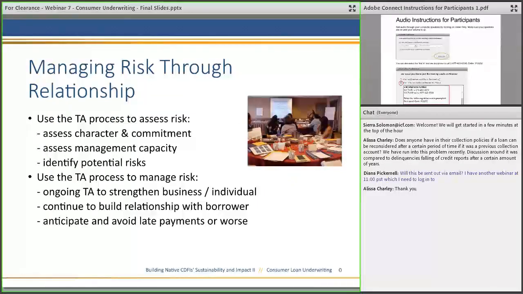The huge advantage that CDFIs have is that we have a personal relationship with our borrowers. So assessing risk doesn't start when a loan application lands on your desk. It starts with the first contact you have with your potential borrower. So you're going to be using the TA process all along the way. If you have a financial education program, you're looking at how committed your borrower is to make their appointments, are they participating in class, are there red flags that you see, a place where you can help the borrower before they even get to loan closing.